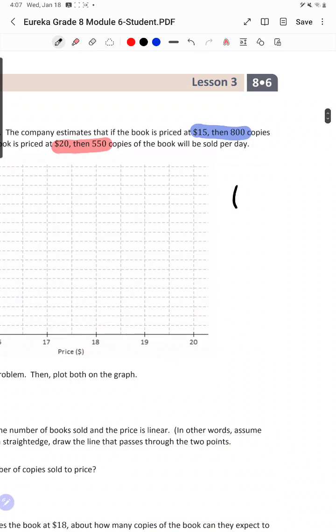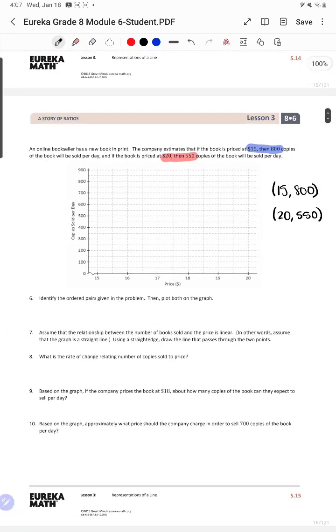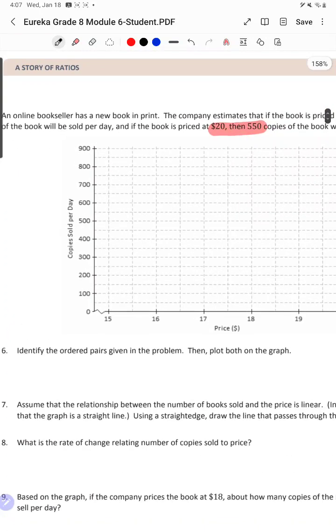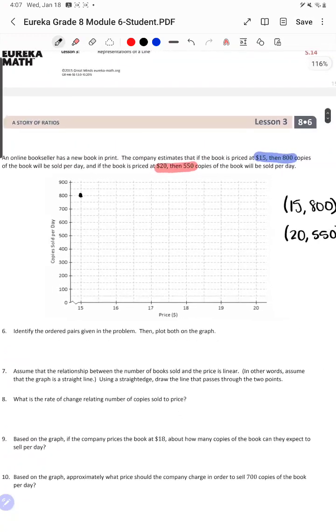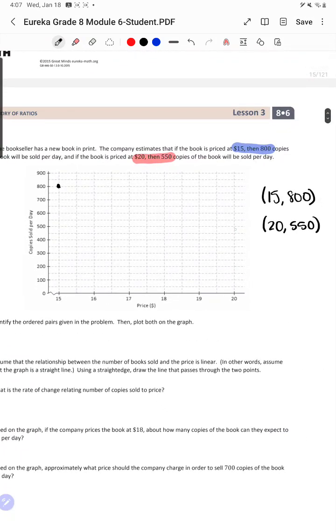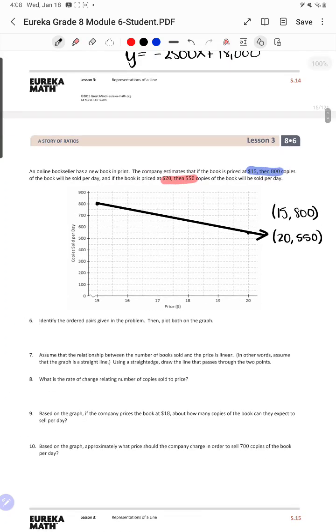All right, so one of your ordered pairs should have been 15, 800, and your other ordered pair should have been 20, 550. Now, it wants us to plot both of those on the graph. So we have the point 15, 800, and we have the point 20, 550. All right, and we plotted both of those on that graph.